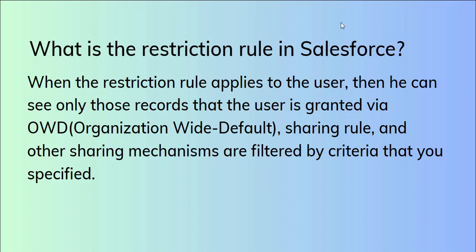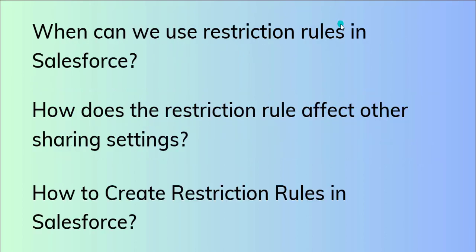Then, what is a restriction rule in Salesforce? Here I have explained it in simple words. When a restriction rule applies to a user, then he can see only those records that were granted to the user via OWD, sharing rules and other sharing mechanisms, filtered by the criteria that you specified. Then here we will see when we can use restriction rules in Salesforce, how a restriction rule affects other sharing settings, and how to create a restriction rule in Salesforce. I will explain all these questions in the org while creating a restriction rule.